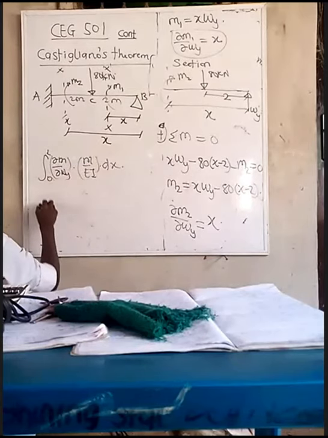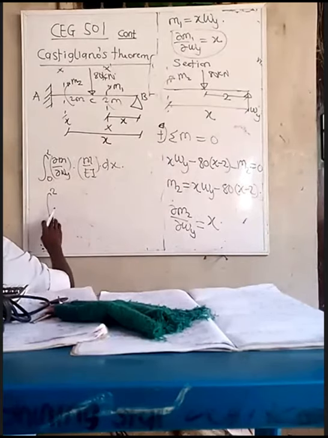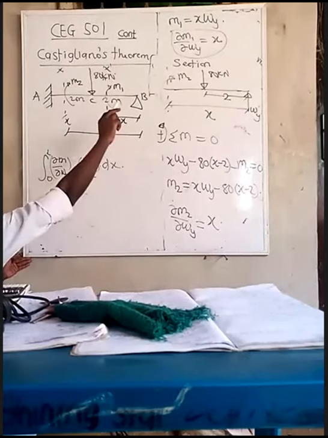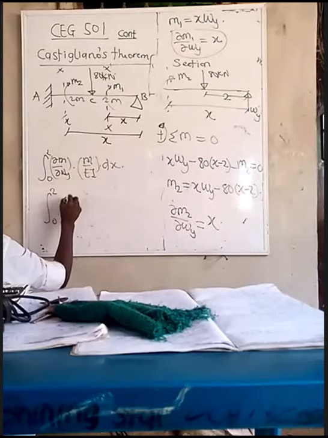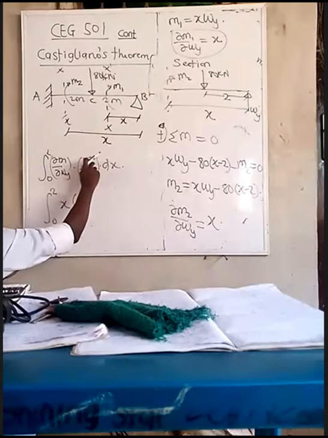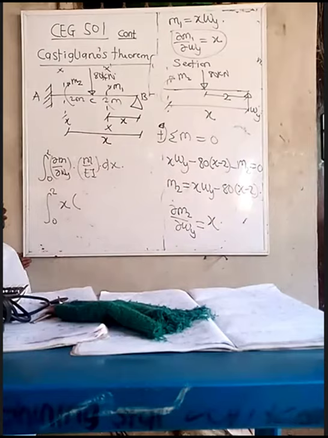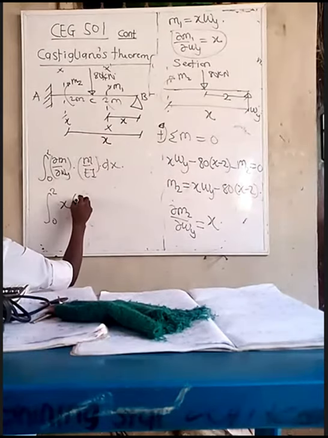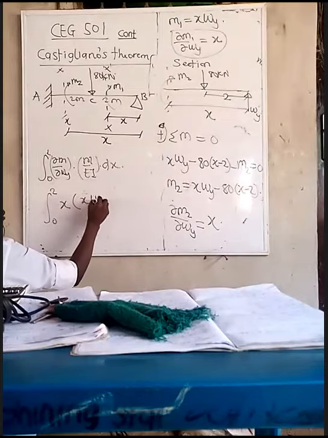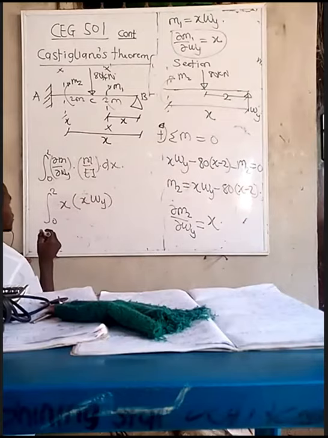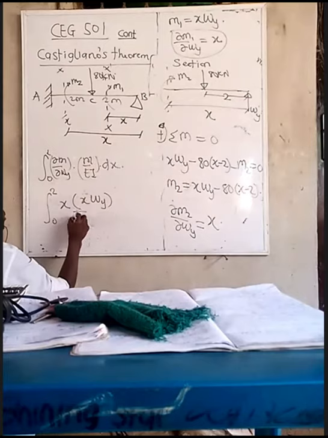So we have integral from 0 to 2, the M1, the WY. The M1, the WY is what? F. Now, what is M1? I've cleaned it, but I think that is XWY. I believe I'm correct. So XWY over EI.